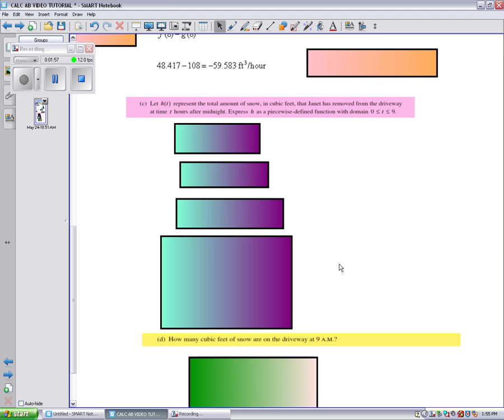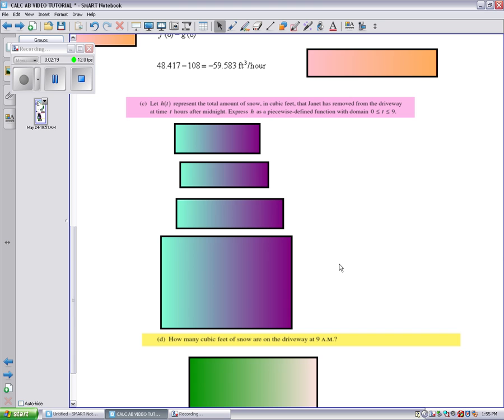Part C: let h(t) represent the total amount of snow in cubic feet that Janet has removed from the driveway at time t hours after midnight. Express h as a piecewise defined function with domain 0 ≤ t ≤ 9. To find the volume of snow that Janet has removed, we must integrate the g(t) equation. g(t) is the rate at which Janet removes snow from the driveway.